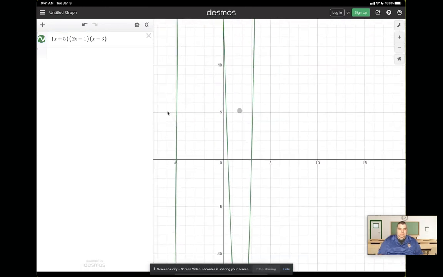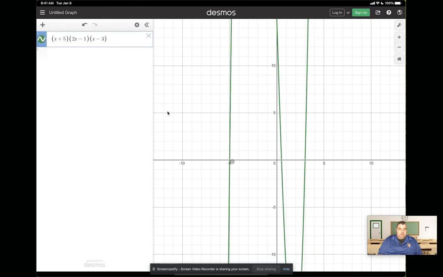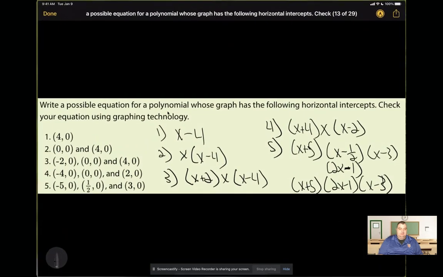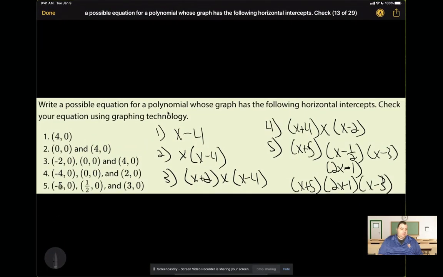If we look at the x-intercepts, we got -5, +1/2, and +3. So that's all we're doing when we're taking x-intercepts and we want to create a polynomial that has those x-intercepts. We just create all of the corresponding factors and then put them together. That is it for this lesson.